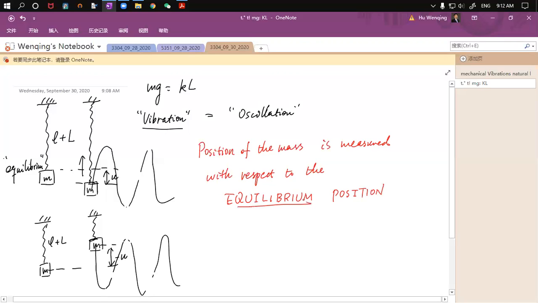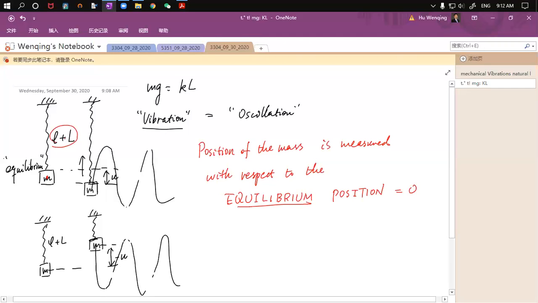Equilibrium position. So that means we're going to measure the position of the mass with respect to the equilibrium position. So equilibrium position is 0. Is that good for everybody? So what's equilibrium? This is the equilibrium position where the elongation of the original spring has already occurred.